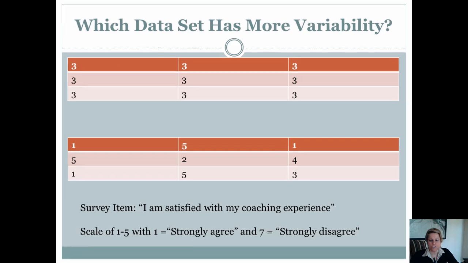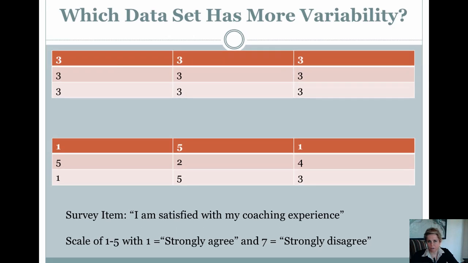So now we're going to go on to which data set has more variability. We've covered the mean. We also briefly talked about the mode and the median, which are the measures of central tendency. Standard deviation is the biggie in terms of variation, or dispersion in the data. Now, what I want you to look at here is just which data set has more variability naturally.